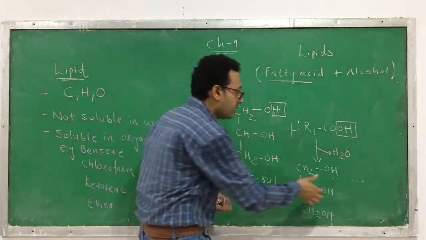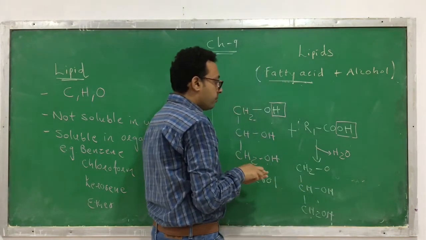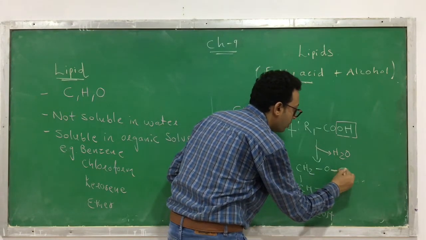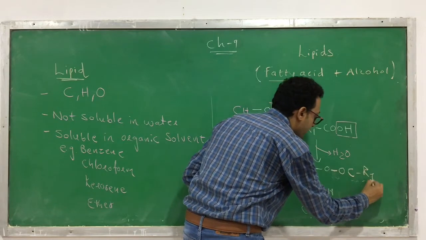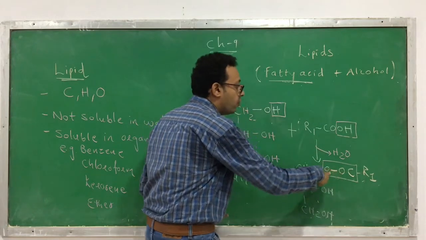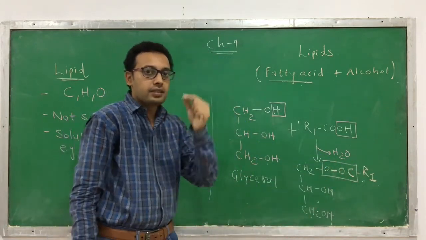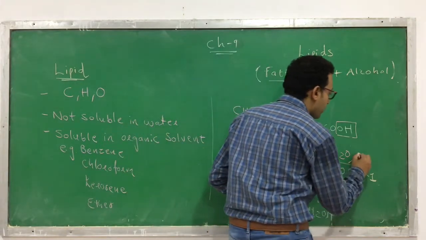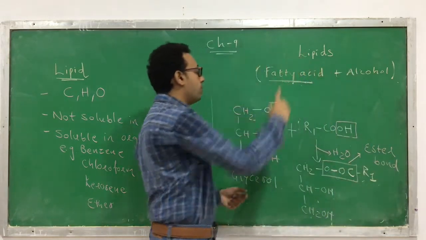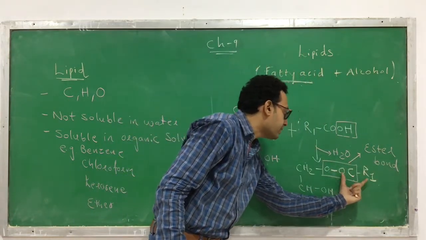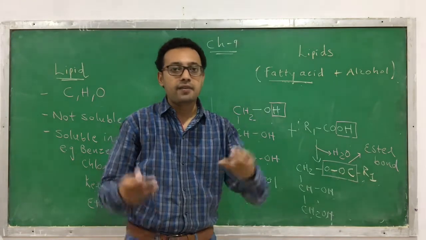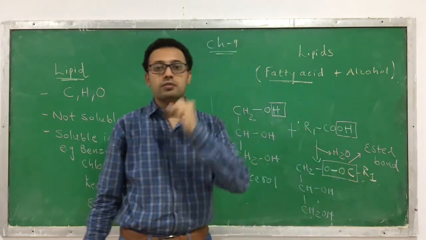So this H is removed, and this OH is also removed. So what is formed? OCR1. Here there is a formation of a bond, COOR1. Clear? This is called an ester bond. So in a lipid molecule, the fatty acid and the alcohol are connected by a bond. Which bond? Ester bond. And while they connect, one water molecule is removed.